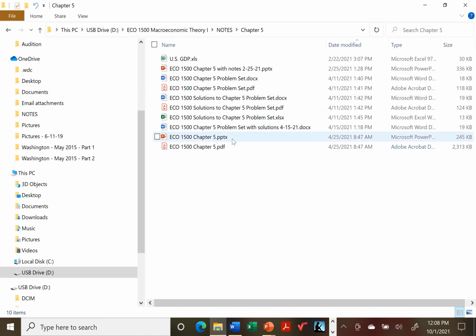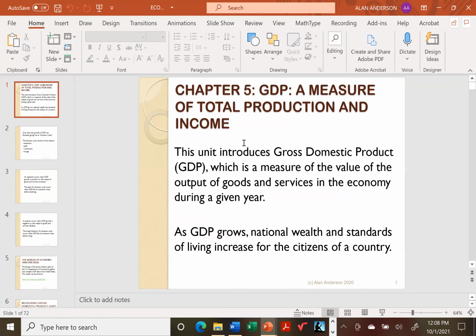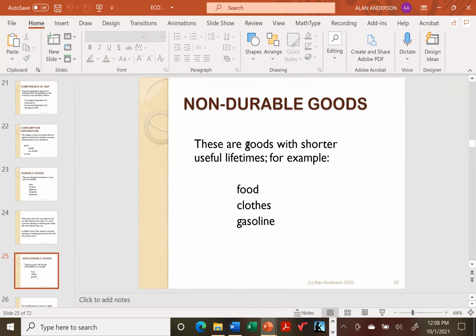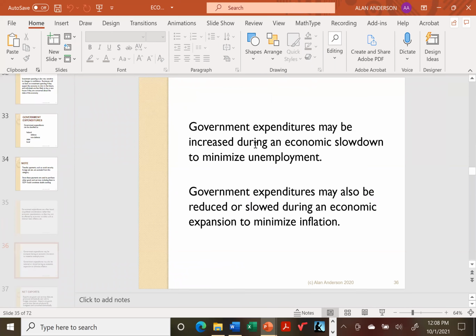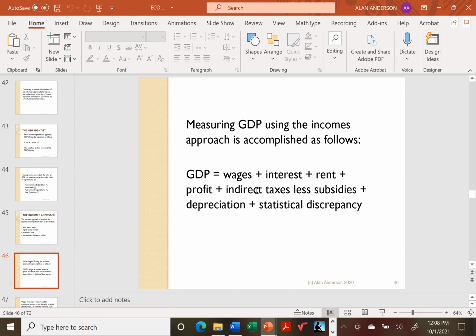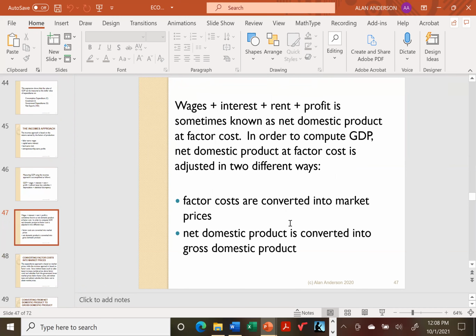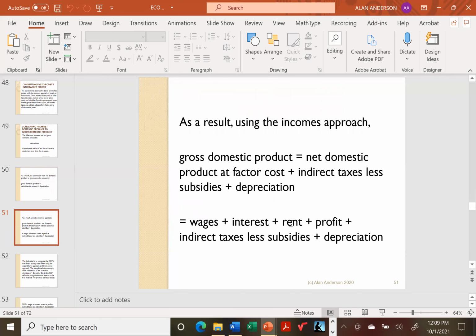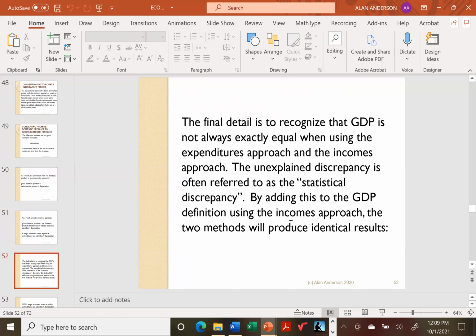That's where you take the result from the expenditure approach and you subtract the statistical discrepancy. You could do that, yes. I'm trying to find it right now. Here it is. What you're doing is using this equation: you're adding wages, interest, rent, profit, indirect taxes, less subsidies, all this stuff. Or like you said, if you already have the measure from the expenditure approach, the difference between them is the statistical discrepancy. But I won't ask you to do this in this class because it's just too messy. And I think it's enough to know that there are two different ways of doing this.